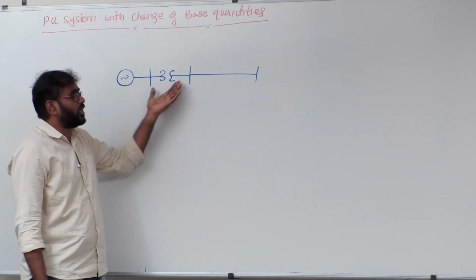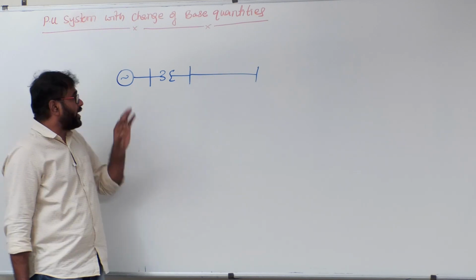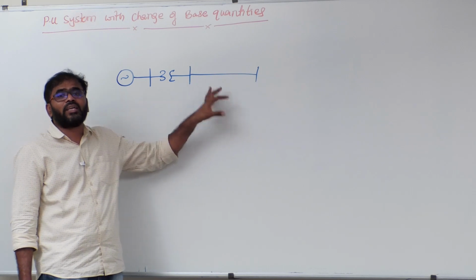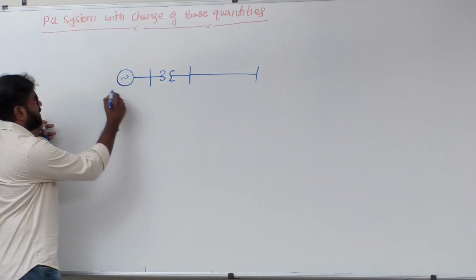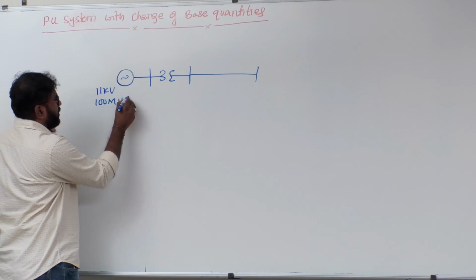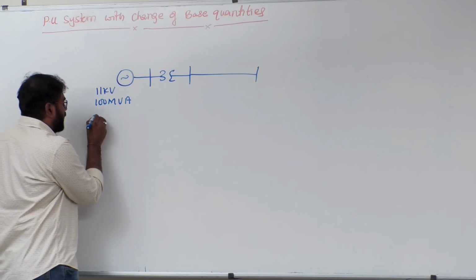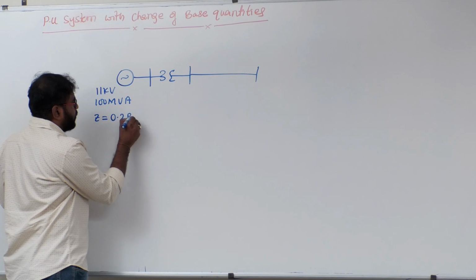But these values are given by the manufacturer by considering the equipment rating as default base. For example, let's say it is an 11 kV generator with 100 MVA rating, and its per unit impedance is given on the nameplate details as 0.2 per unit.